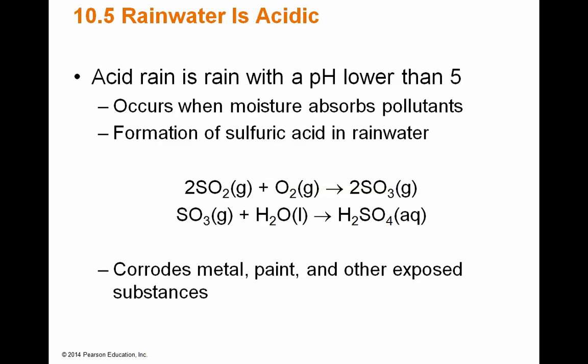You don't want a strong acid coming from the sky. So in this reaction here, what you see is sulfur dioxide plus oxygen to yield sulfur trioxide. Then sulfur trioxide, whenever it meets water in the air, forms sulfuric acid. This corrodes metal, paint, and pretty much any exposed surface. Wood, stone, it can be anything.